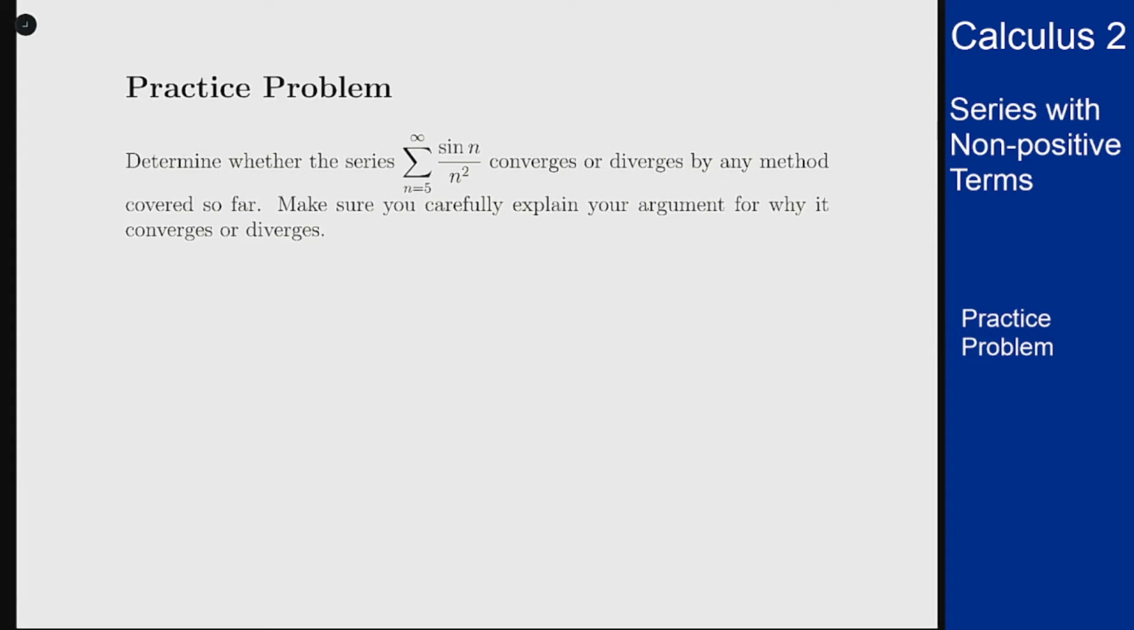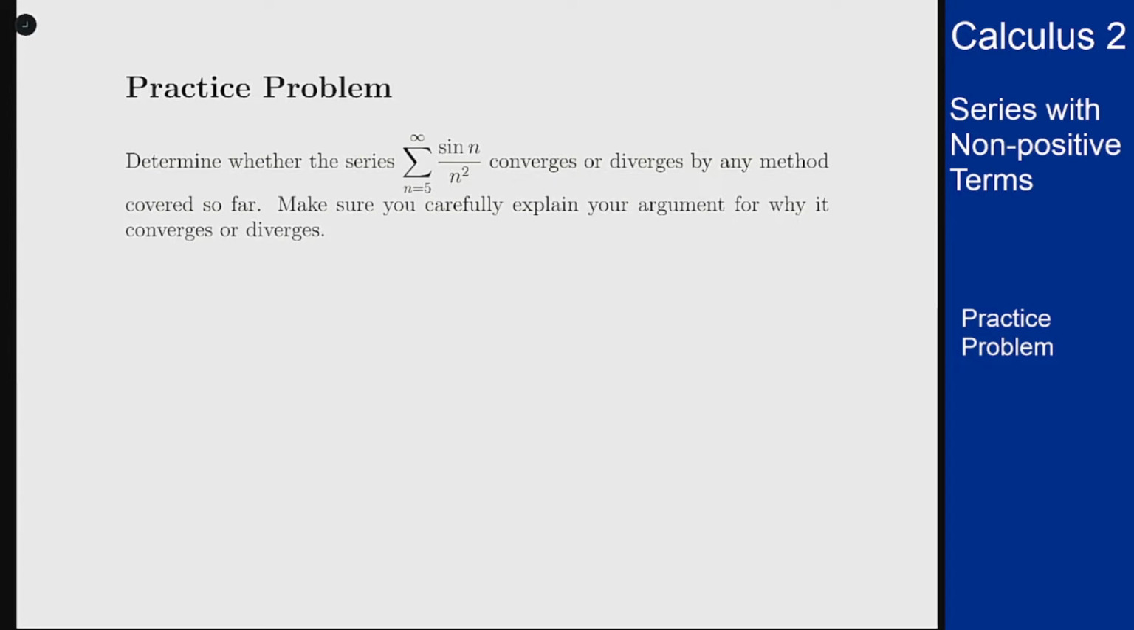In this example, we want to analyze a series that does not have all positive terms and look into its convergence or divergence. So the series we have here is a series from 5 to infinity of sine of n over n squared. And I don't know if this converges or diverges by any method covered so far, so let's carefully explain the argument for this case.